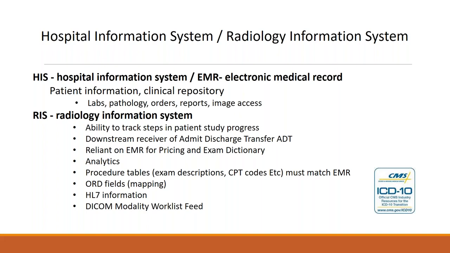It is a downstream receiver of ADT, or admit, discharge, transfer information. The RIS is an end user. It is something that receives information and rarely sends anything back. It may interface back and forth with some information, but this is why, when you have an order in the system and it's incorrect, you can't change it in the RIS. It's a downstream feed; it receives. It's reliant on an EMR for pricing and the exam dictionary, the same type of concept. If you build the exam dictionary in the RIS, where it's ordered is in the EMR, they will never match up, or they risk being corrupt and not being identical files.